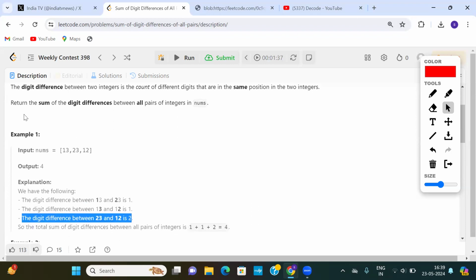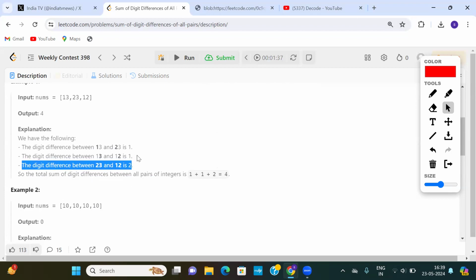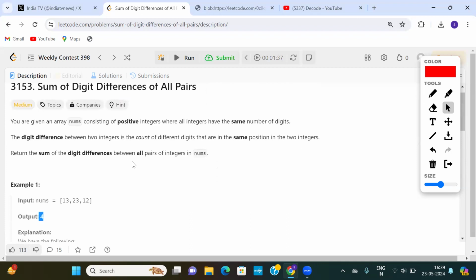So what does the question say? We need to return the sum of the digit difference between all the pairs of integers in nums. So we have calculated the digit difference for all the pairs. Now we will sum them up. That is 1 plus 1 plus 2, that comes out to be 4. And we are going to return 4 at the end. So I hope the question is very much clear to you all.